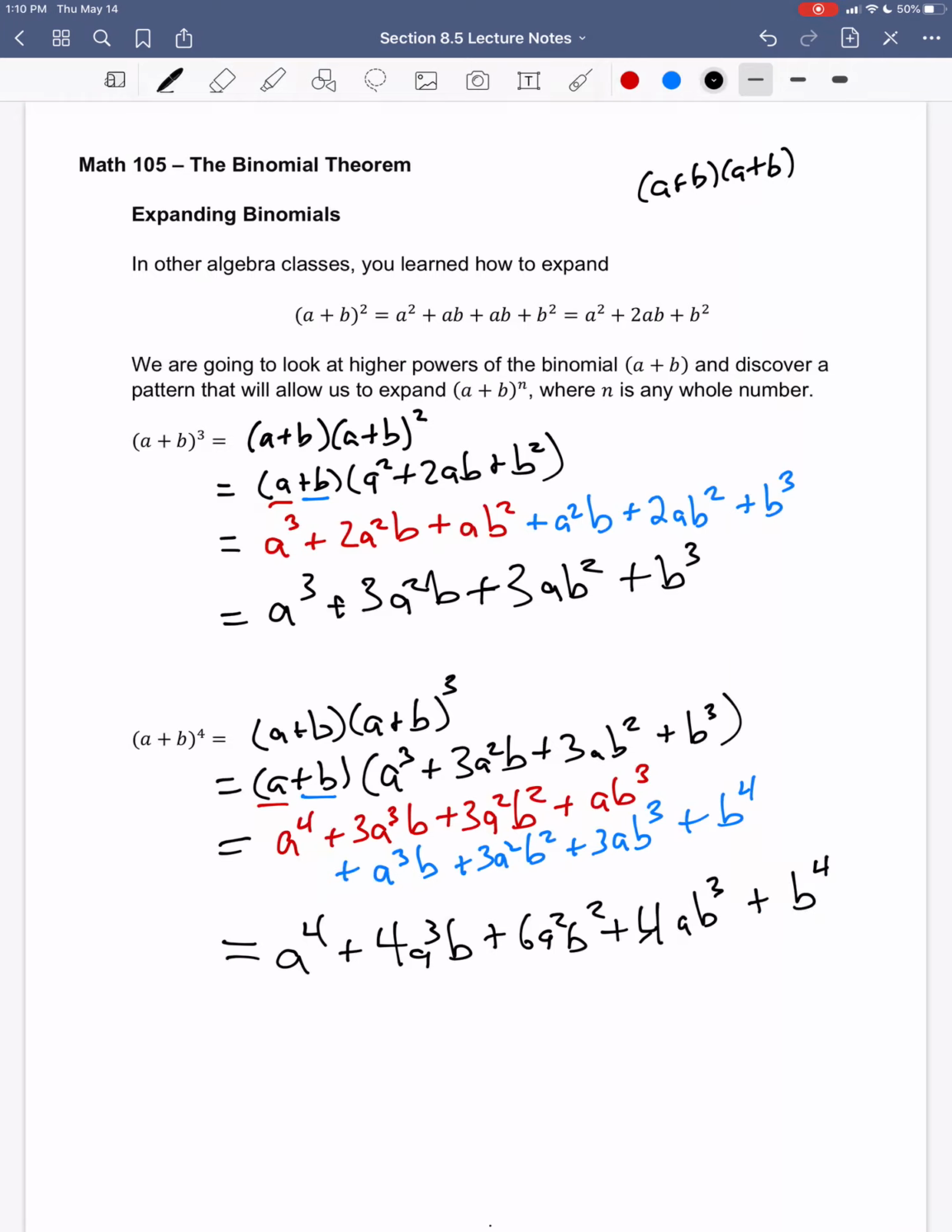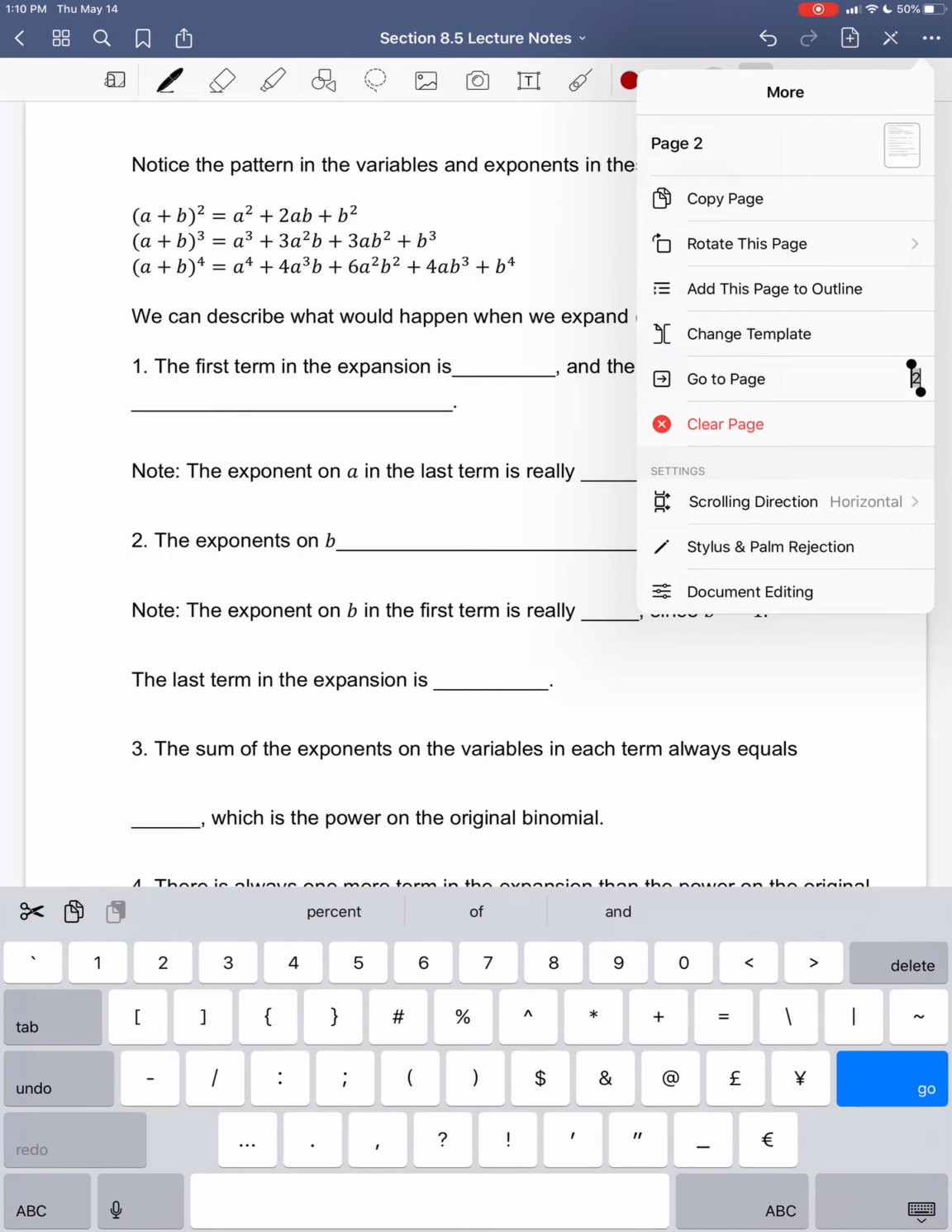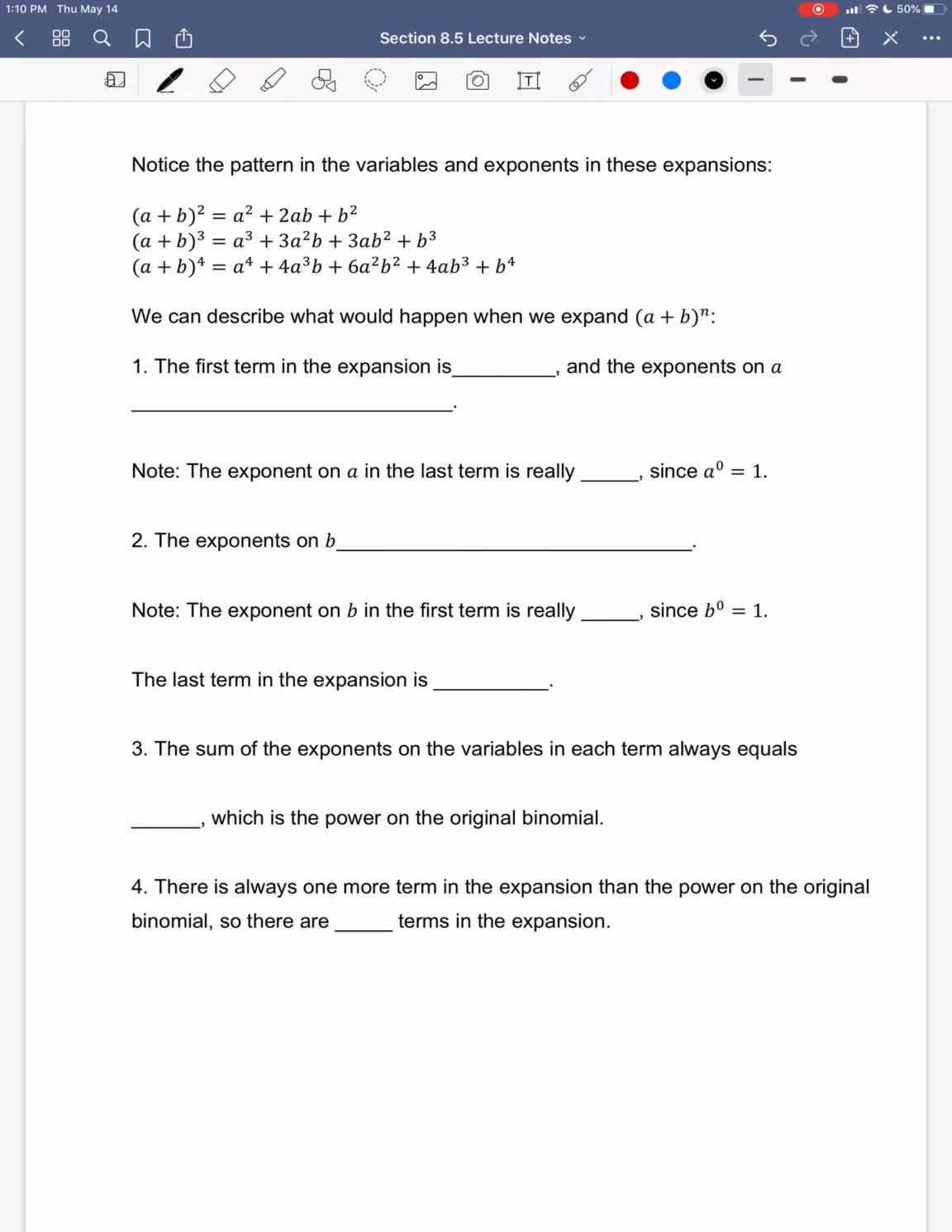Now, there are some patterns we can sort of notice from this here. So on this next page, I've just listed what we've done here. So here's (a plus b) squared. Here's what we found for (a plus b) cubed. Here's what we found for (a plus b) to the fourth. So we can describe what would happen if I do (a plus b) to the nth.